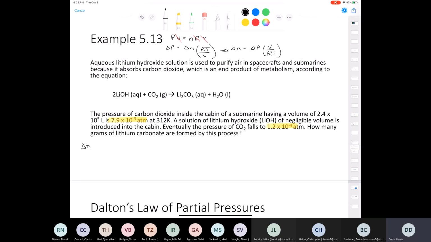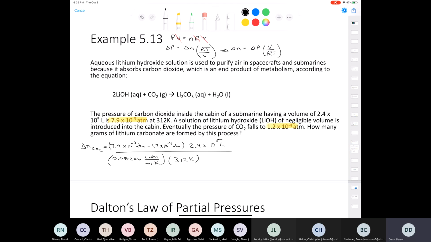The change in the number of moles of CO2 is going to be equal to that change in pressure, which is 7.9 times 10 to the minus 3 atmospheres, minus 1.2 times 10 to the minus 4 atmospheres, multiplied by the volume, which is 2.4 times 10 to the power of 5 liters, divided by the gas constant, 0.08206 liters atmospheres per mole Kelvin, multiplied by the temperature, which is 312 Kelvin.